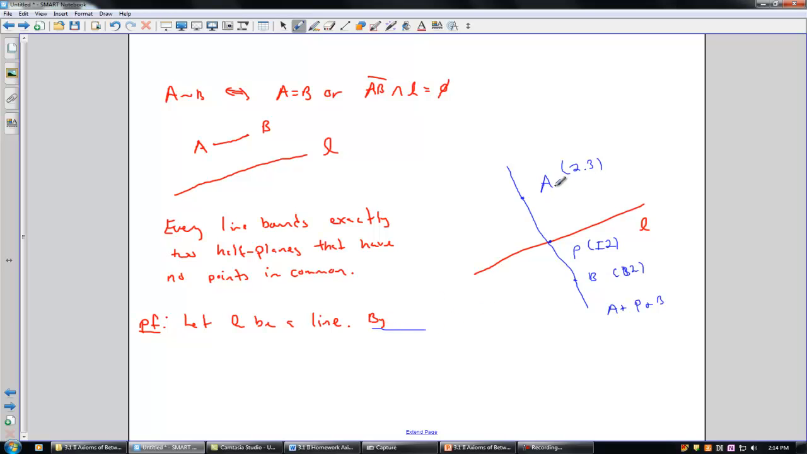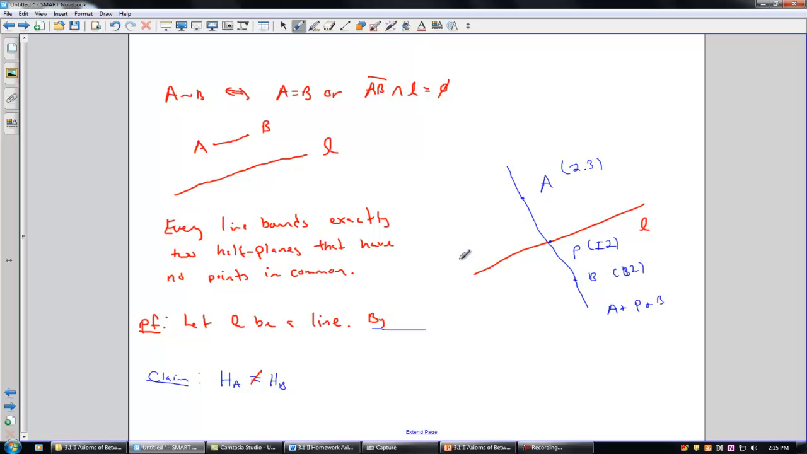So by 2.3, there exists a point A that lies off the line. By I2, there exists a point on the line. And by B2, there exists a point B such that P is between A and B. And then once you have that, you have your setup, because my claim is this. If you look at the two half planes, the half plane containing A and the half plane containing B, they turn out to be not equal, because you can see from the picture A and B should be on opposite sides, and they are.